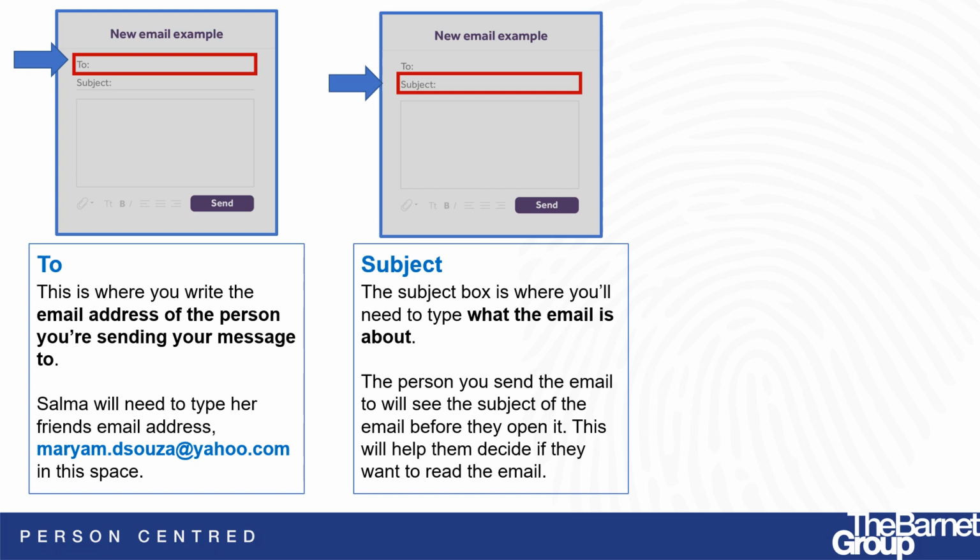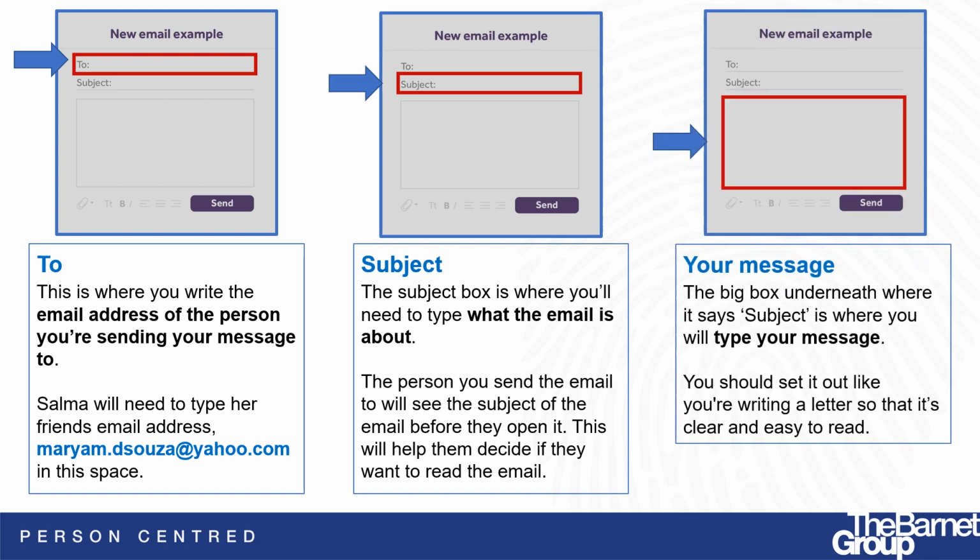The Subject box is where you'll need to type what the email is about. The person you send the email to will see the subject of the email before they open it. This will help them decide if they want to read the email. And lastly, your Message box, which is the big box underneath where it says Subject. This is where you type your whole message. You should set it out like you're writing a letter so that it's clear and easy to read.